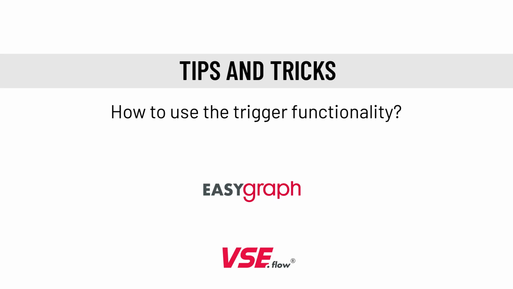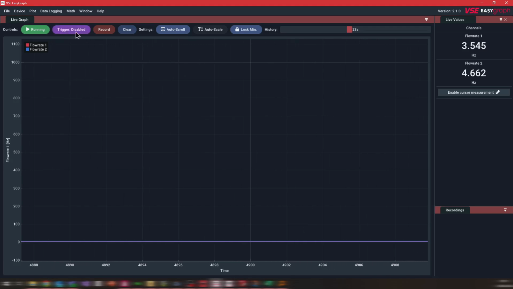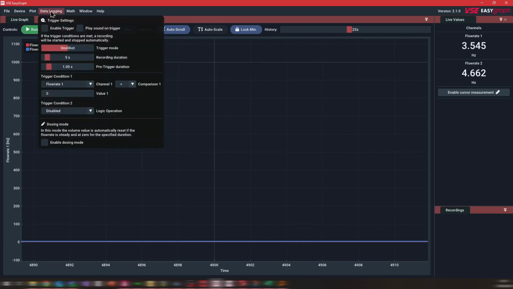So that's it for our applications. Now we'll just go into some tips and tricks with EasyGraph. And now I'm going to show you how the trigger functionality works. You will see the trigger here and at the data logging menu. And you have some configuration options.